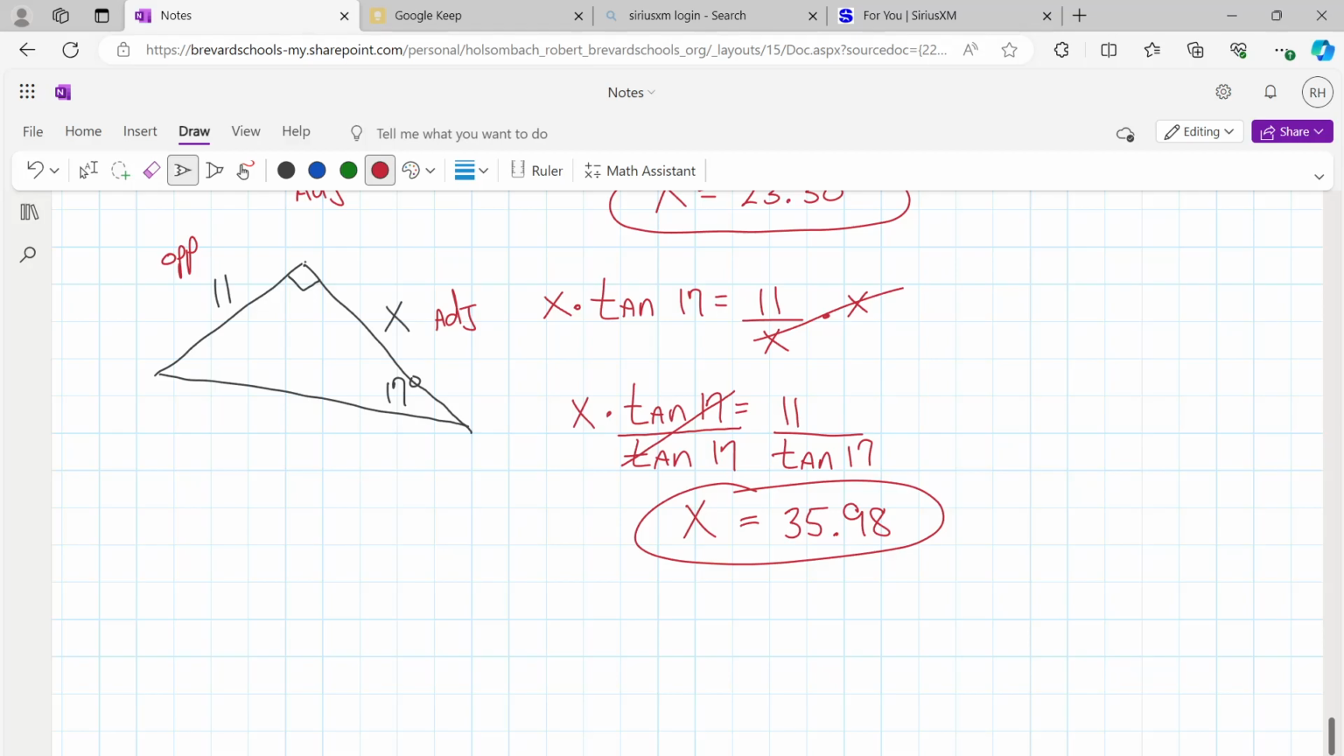Any problems with that example? All right, got one more for you, and then some practice for you to do on your own.